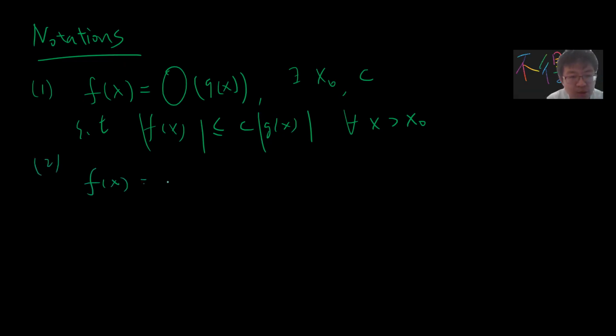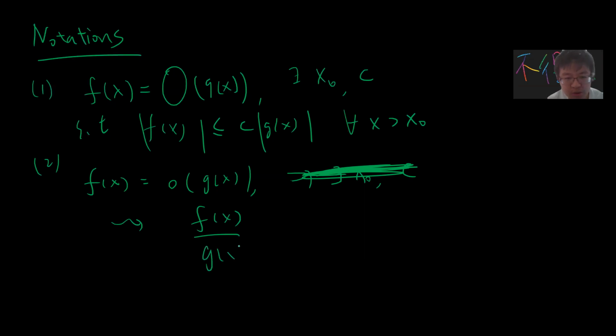The second is the small o. You don't need the constants for small o. When I write f equals small o of g of x, that means that g of x dominates f of x. So this means f over g goes to 0 as x goes to infinity. And by the way, g of x should not be 0 for sufficiently large x.